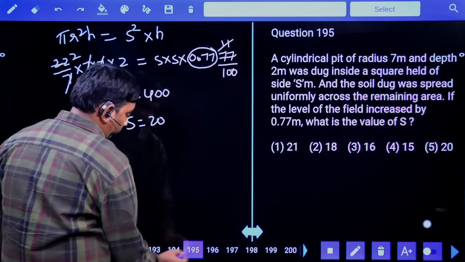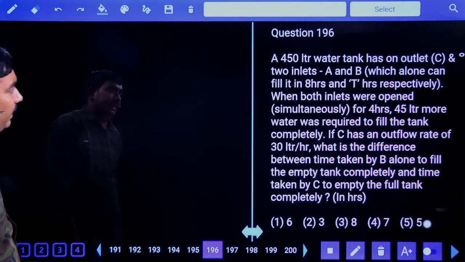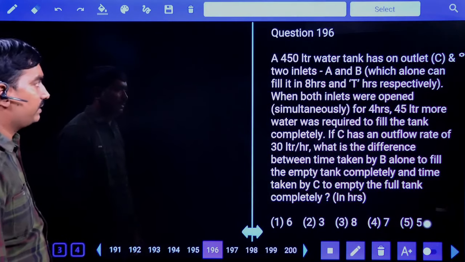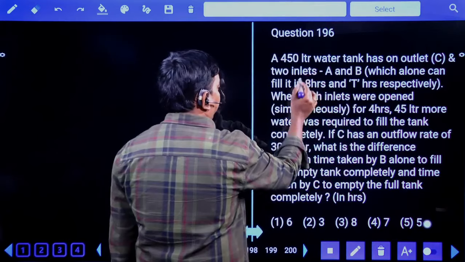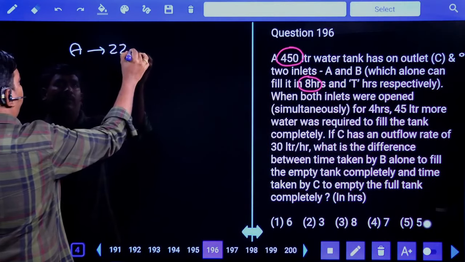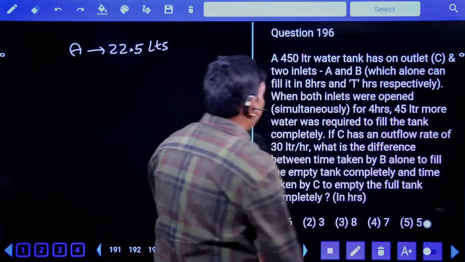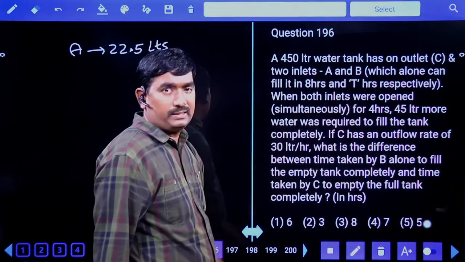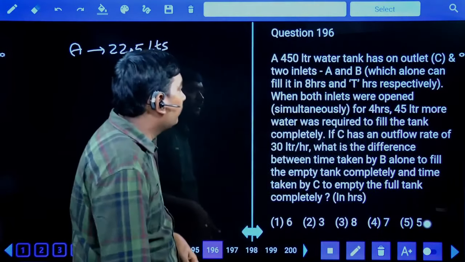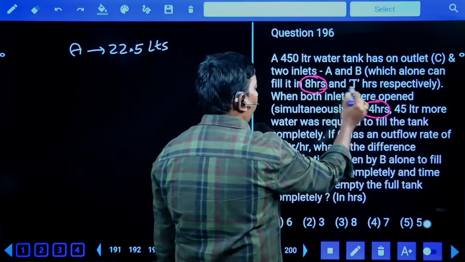Next. A 450 liters water tank has an outlet C and two inlets A and B, which alone can fill it in 8 hours and T hours. In 8 hours, 450 liters means per hour 22.5 liters. When both inlets were opened for 4 hours, 45 liters more water is required to fill the tank completely. See, tap A can fill in 8 hours. It is open for 4 hours means half of the tank is filled.